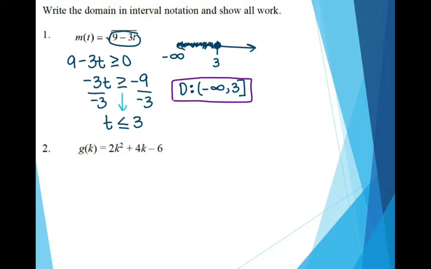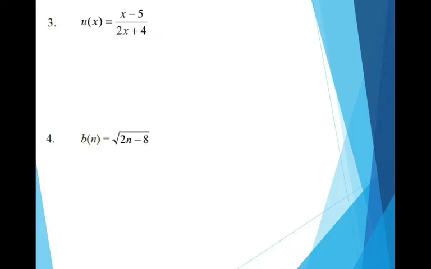All right, number 2. Number 2 is just a regular polynomial. It is a quadratic function. The domain for quadratic functions is always all real numbers. There aren't any issues with domain when it comes to polynomials or quadratics, just because you can plug in anything for your x, or in this case k, and it would result in a real number. So number 2 is negative infinity to infinity in interval notation.